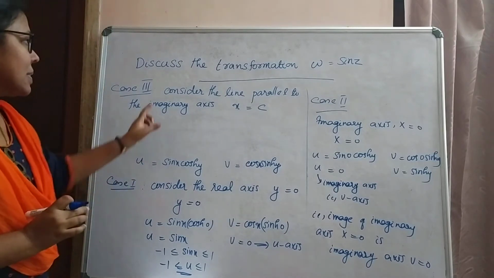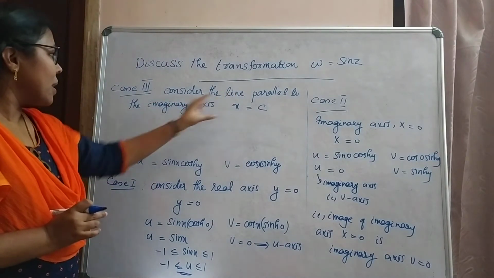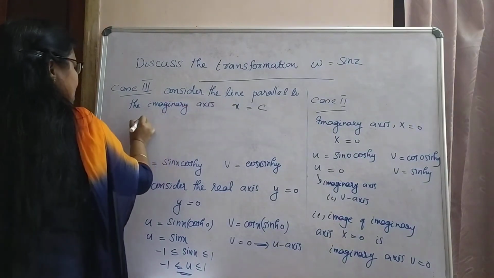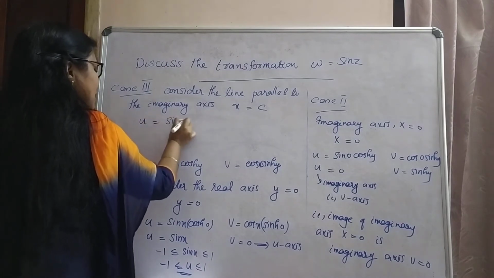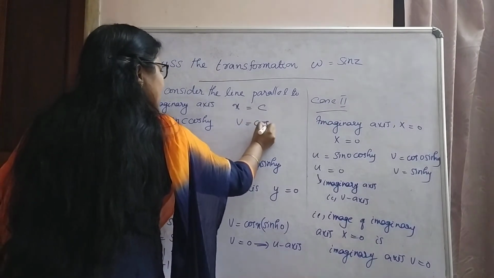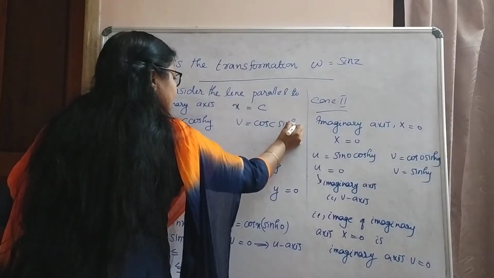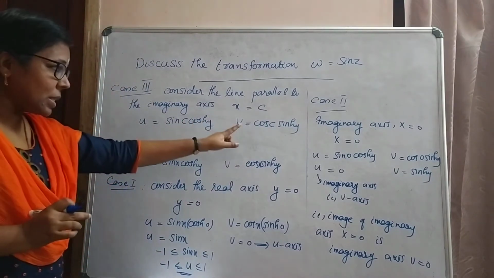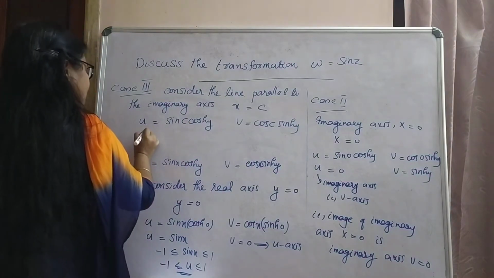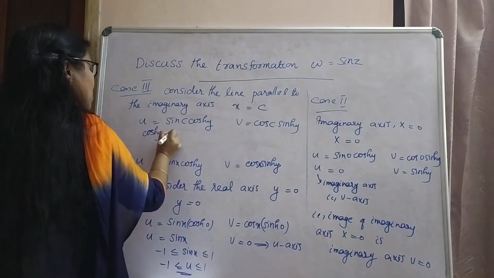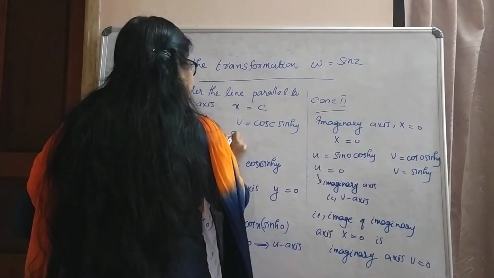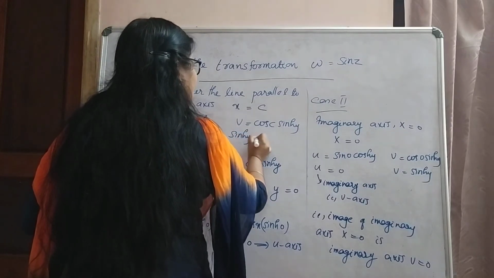Now considering case 3. Consider the line parallel to the imaginary axis, which is x equal to c. X equal to c means u equal to sin c cosh y, v equal to cos c sinh y. From these two equations, we have to eliminate y. From here, we find cosh y equal to u by sin c. Also, sinh y equal to v by cos c.